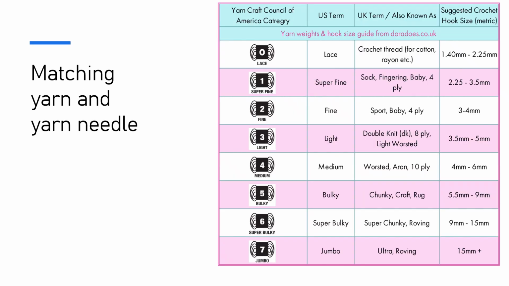Based on the yarn thickness, we can choose our yarn needle. This is the chart. Here, if you are going to use size 0 yarn, then the recommended needle will be 1.40 mm to 2.25 mm. If you are going to use size 5 yarn, then your recommended needle will be 5.5 to 9 mm.